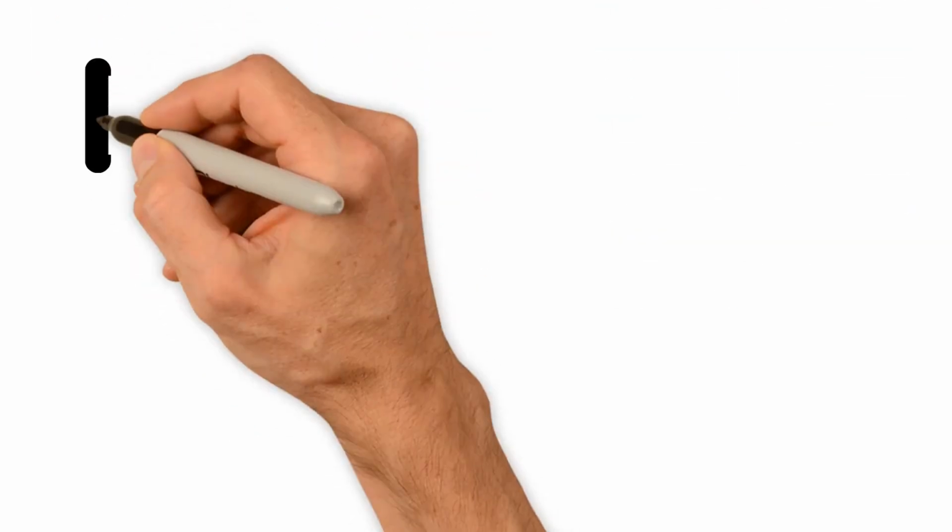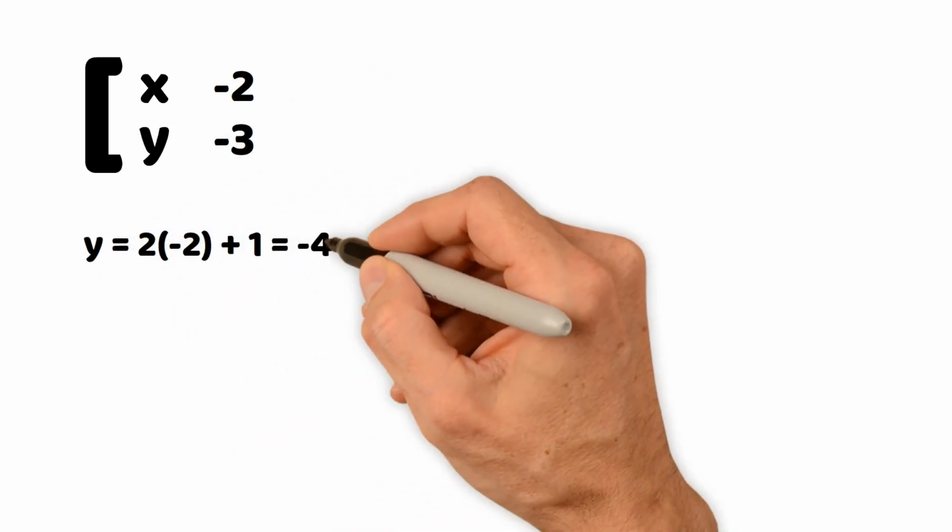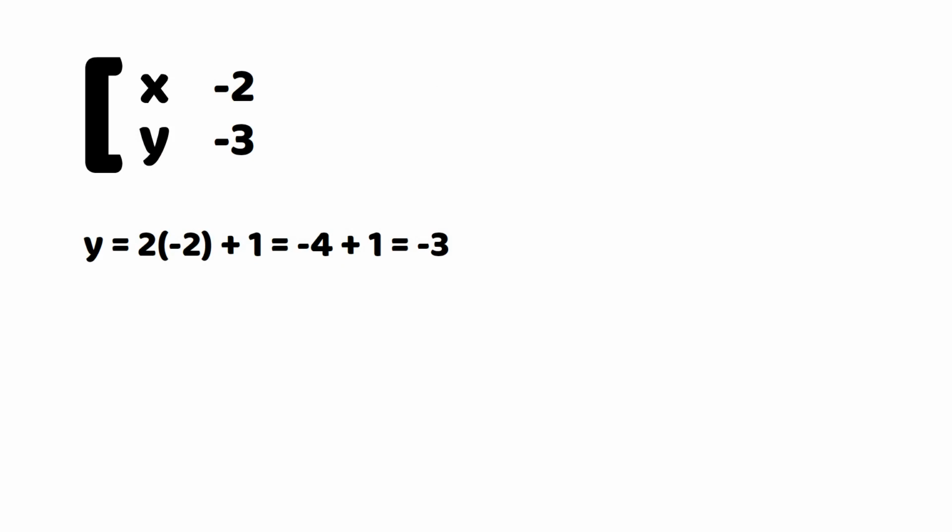Let's make a little table starting with x equals negative 2 and going until x equals 2, so that the value of x forces the value of y. Where x is negative 2, y has to be negative 3, because 2 times negative 2 is negative 4 plus 1, which is negative 3.